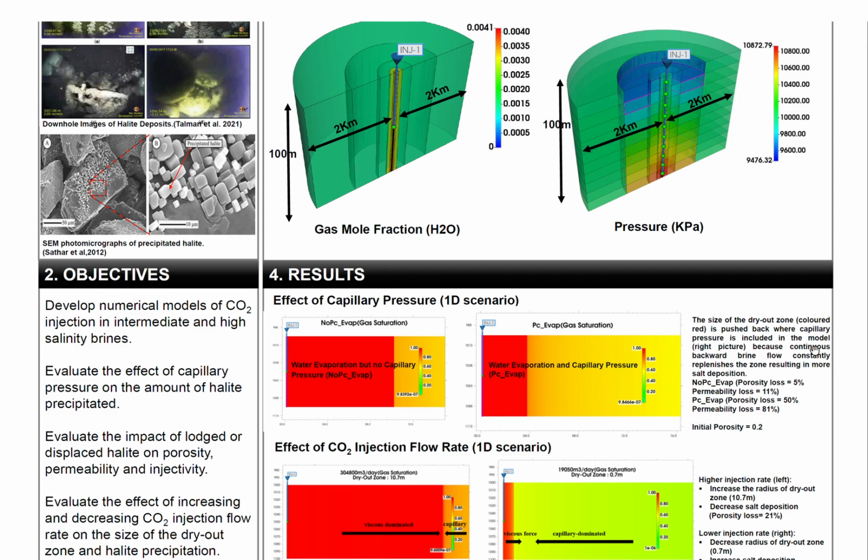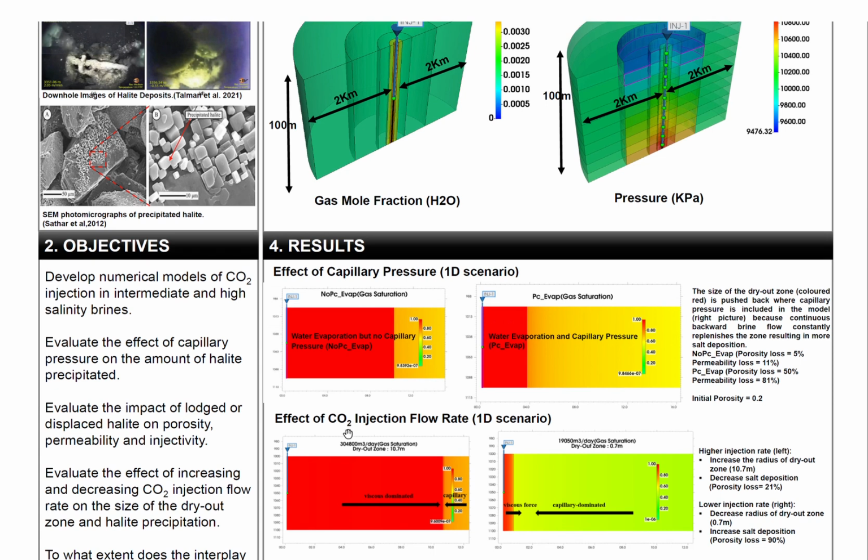And that's because of continuous backflow of brine, constantly replenishing the zone, resulting in more deposition. For the one colored in red, we see that the dryout zone is more extensive here, and that's because in this case there's water evaporation but no capillary pressure. So for the no capillary pressure and evaporation, the porosity loss is about 5%, and permeability loss is 11%. But when we included capillary pressure and evaporation, porosity loss is now 50%, and permeability loss is 81%. So we have more damage to our reservoir when we included capillary pressure and when we had more evaporation.